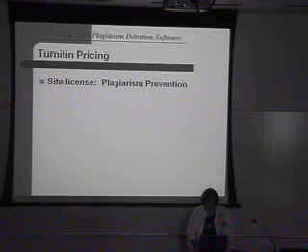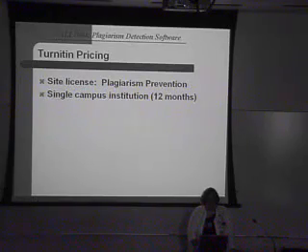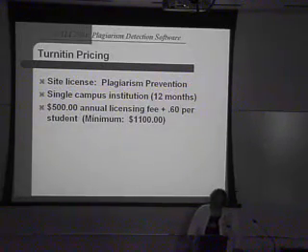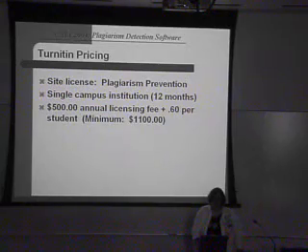I knew there was something else for Turnitin: Turnitin's pricing, the site license for what they call their plagiarism prevention package. For a single campus institution, which is what they would consider a law school, for 12 months, you pay $500 for the annual licensing fee and 60 cents per student. We have 700 students, so we fall within the $1,100 minimum.